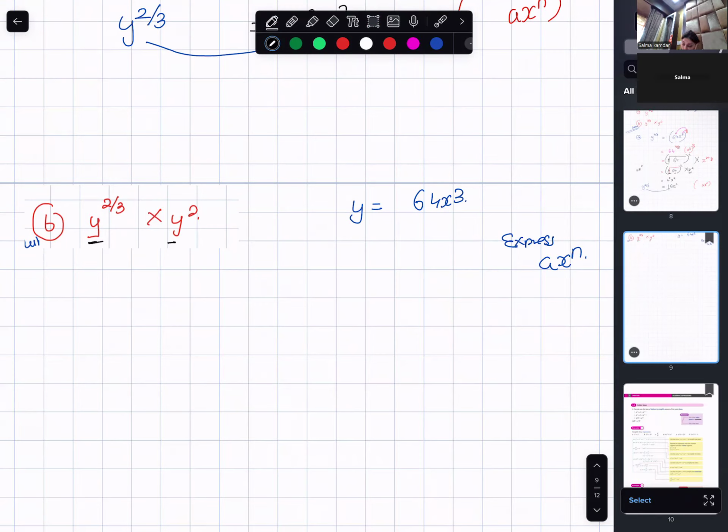So when I say y 2 by 3 into y square, first I would substitute in place of y 64x cubed. Then I will write 2 by 3. In place of y 64x cube. Then I will write 2 by 3. Now think what will I do? 64x cube and then 2 by 3. I want you to think.